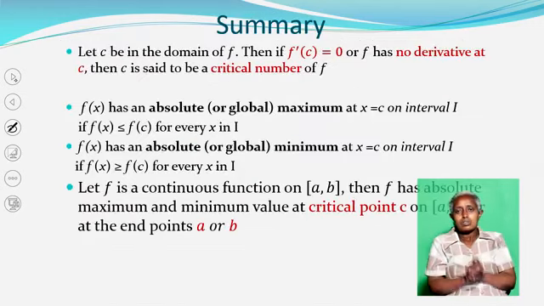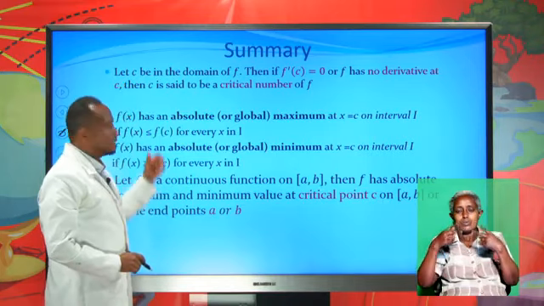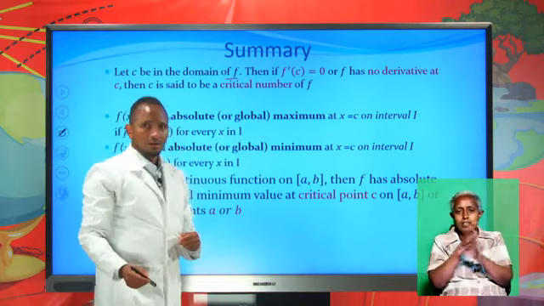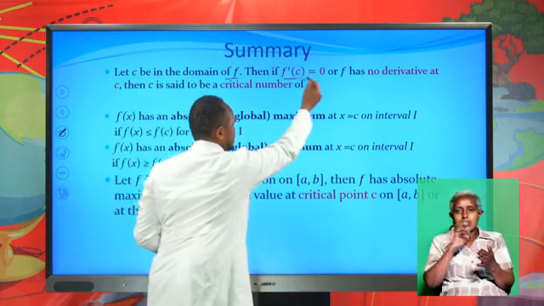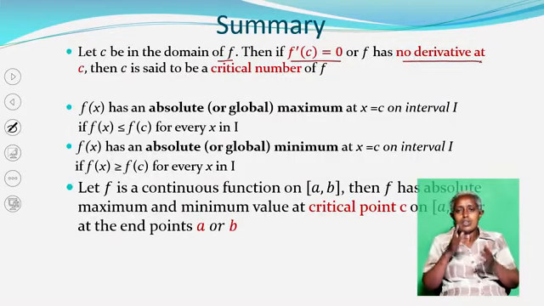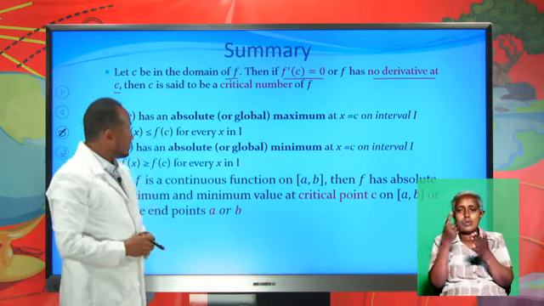Okay, now let's summarize the basic points that we have seen today. The first point is, let c be in the domain of the function f. If f prime of c is 0 or it does not exist, that is, f has no derivative at x equals c, then we call c the critical number of the function f.